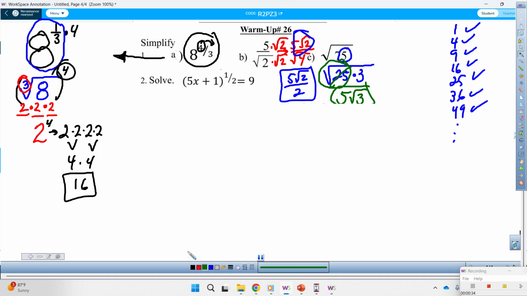let's go to number 2. How do I rewrite this side? Tell your neighbor, how do we write the left side? Then we're going to have Michelle enlighten us. How do we rewrite the left side of that equation? What does that half power become? Michelle. Square roots. That is correct. Square root of 5x plus 1 equals 9. What would be my next step, Allison?